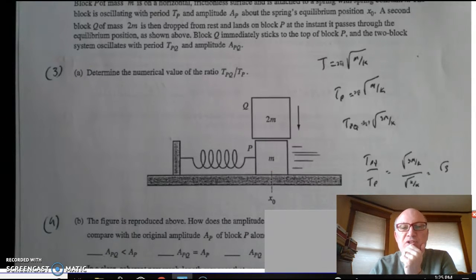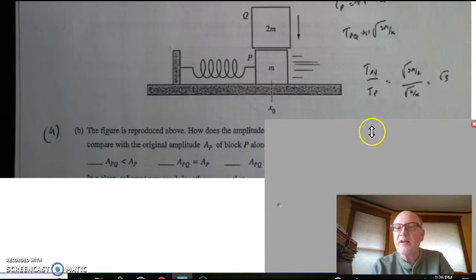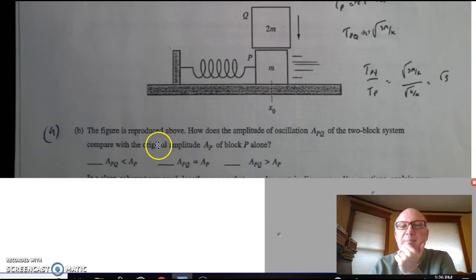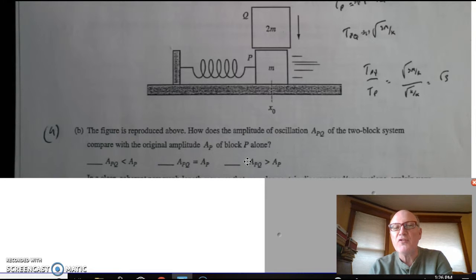Now, the last question is pretty challenging. It says here that the figure is reproduced, and how does the amplitude APQ of the two-block system compare with the original amplitude AP of block P alone? So is it less than, equal to, or greater than the original amplitude? And it then prompts you to come up with a paragraph description.